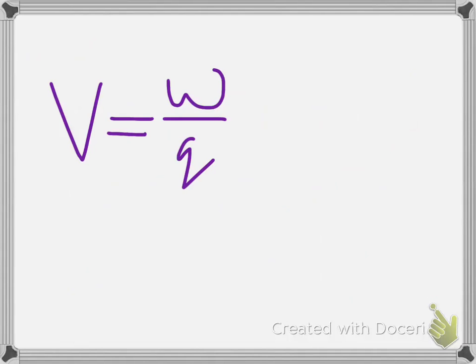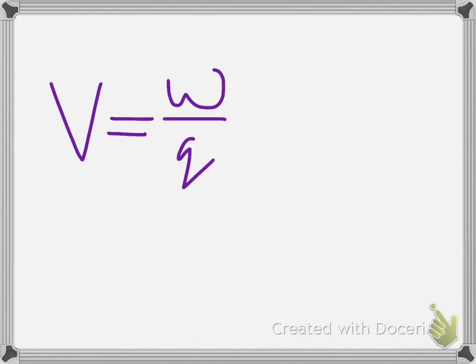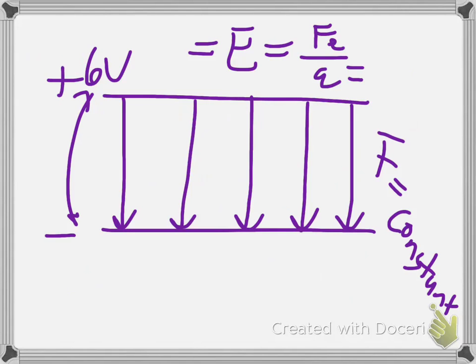And the last thing is potential difference. The potential difference, or voltage, is the amount of work per unit charge. So it might be a potential difference between these two parallel plates here, a voltage difference of 6 volts, let's say. If we knew there was a potential difference of 6 volts, and it's an electron, so the charge would be negative 1.6 times 10 to the negative 19th coulombs, we could figure out how much work it would take to move that electron to the negative side.